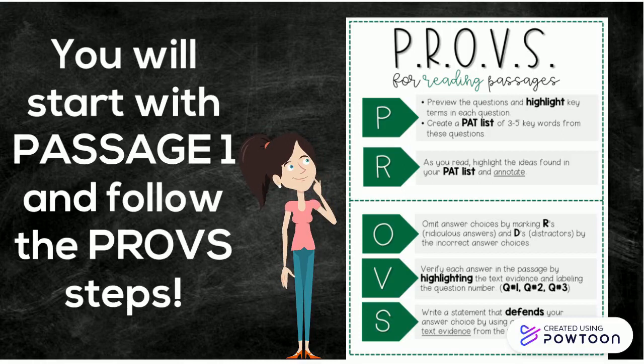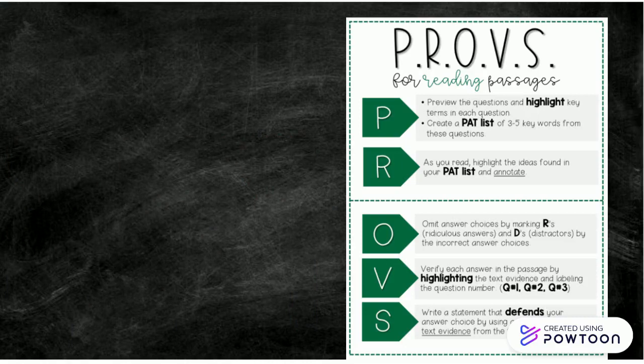You will make sure to preview the questions, marking those key words and making a PAT, or Pay Attention To, list. You will then read and be sure to highlight and annotate using those hashtags throughout the passage, looking for the things you put on your PAT list. Once you've finished reading and annotating, you will then go and answer the questions, being sure to omit the ridiculous and distractor answers, being sure to verify your answer for each question in the passage, and being sure to write a statement to justify your answer for each question.